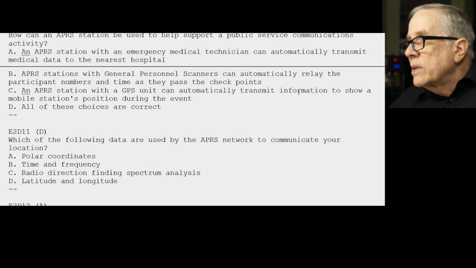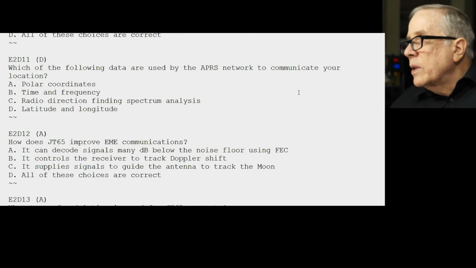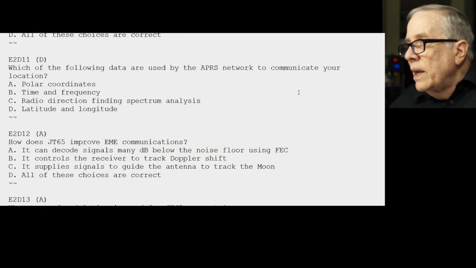E2D11, which of the following data is used by APRS networks to communicate your location? And the answer is D, lat and long.